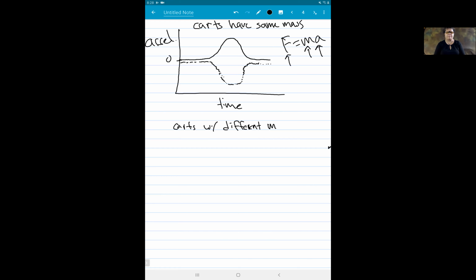Carts with different mass, the mass of A is greater than the mass of B. What should we expect? Let's go ahead and see that now.